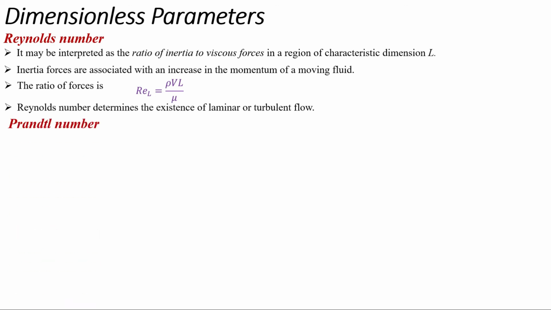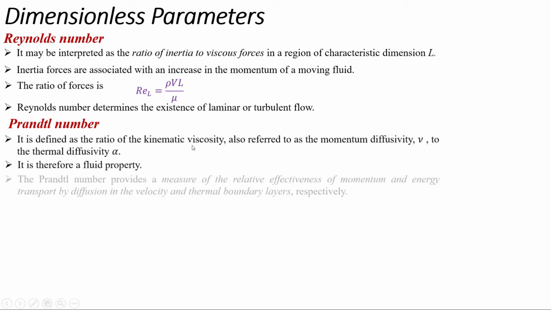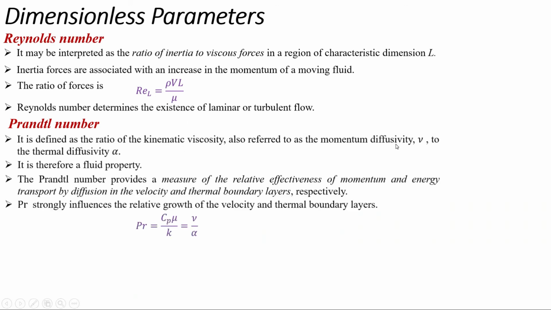Now we are moving towards another dimensionless parameter which is very important in heat transfer due to convection, and it is the Prandtl number. It is simply the ratio of kinematic viscosity, which is also known as momentum diffusivity, to the thermal diffusivity. Momentum diffusivity means kinematic viscosity, and thermal diffusivity, both are fluid properties.